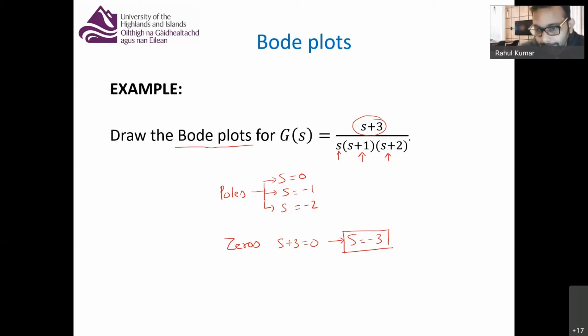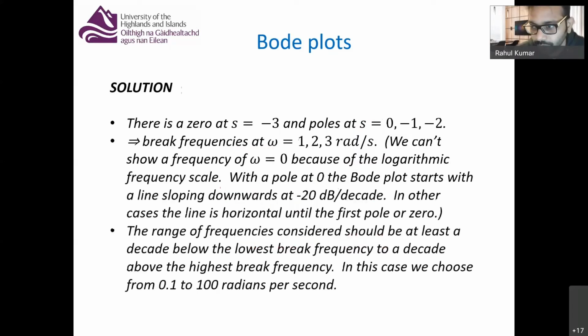Now, if you notice, we have a pole at S equals 0. In the magnitude plot, or in general on a logarithmic scale, we cannot plot a 0 value, because there is no 0 on a logarithmic scale. So we'll see how we can include the effect of a pole at S equals 0. Let's move on to the next slide.